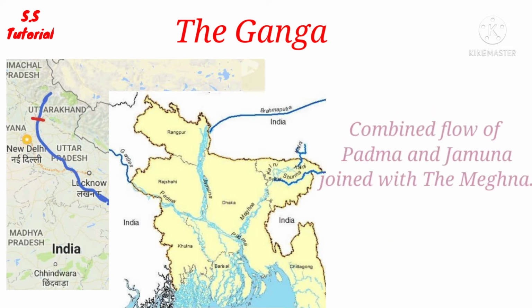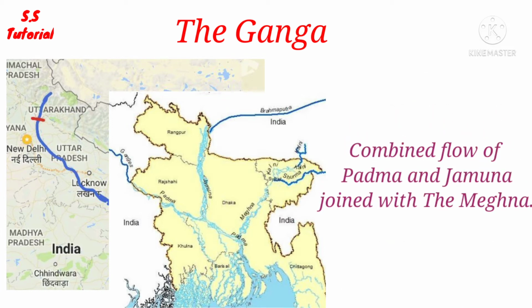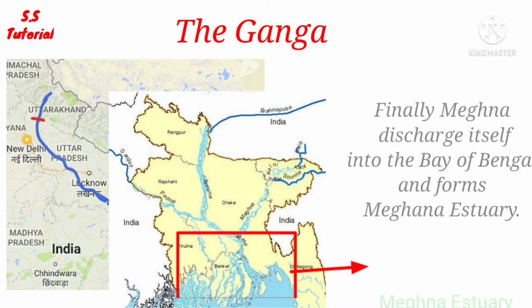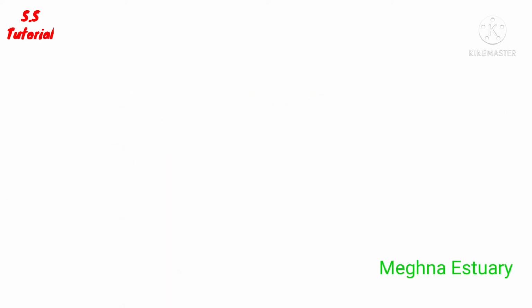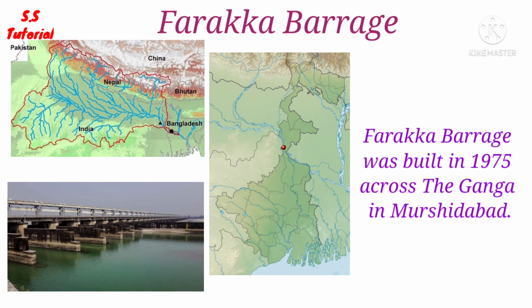The combined flow of those two rivers flows through central Bangladesh and then joins the Meghna River near Chandpur in Bangladesh and finally discharges into the Bay of Bengal and forms the famous Meghna estuary. Farakka barrage was built in the year 1975 across the river Ganga for the maintenance of the Kolkata port by improving the navigability of the Bhagirathi Hooghly river system.